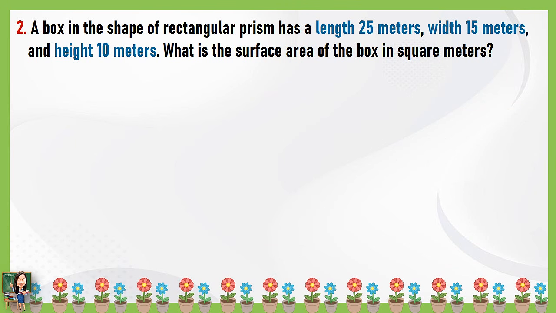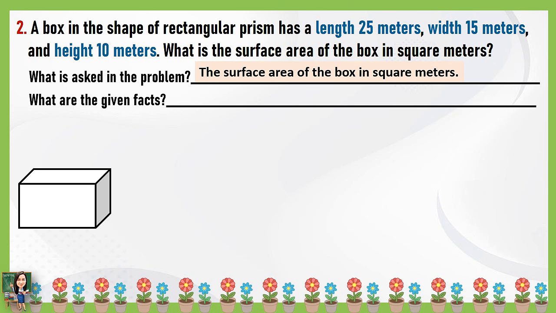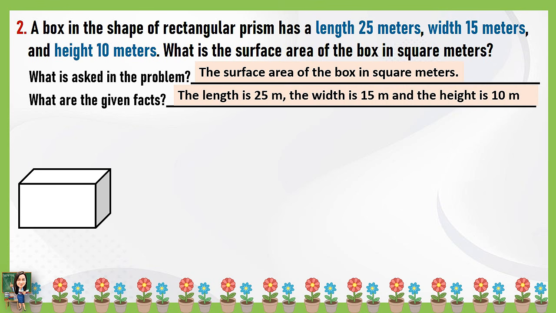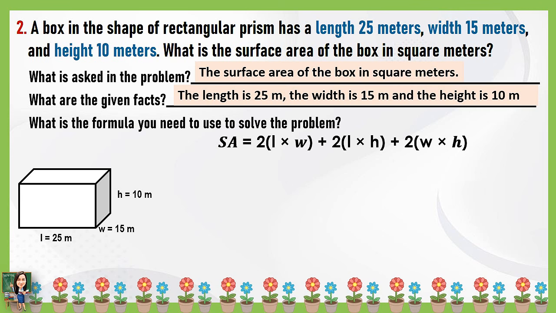Number 2. A box in the shape of rectangular prism has a length 25 meters, width 15 meters, and height 10 meters. What is the surface area of the box in square meters? What is asked in the problem? The surface area of the box in square meters. What are the given facts? The length is 25 meters, the width is 15 meters, and the height is 10 meters. What is the formula you need to use to solve the problem? This is the formula. 2 times length times width plus 2 times length times height plus 2 times width times height.